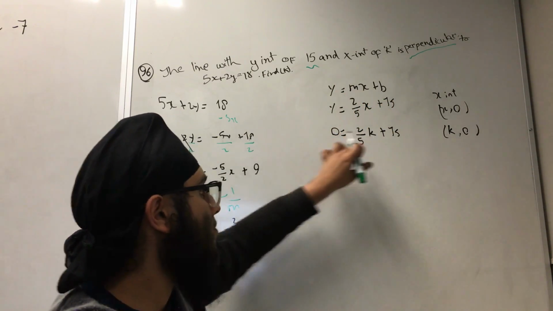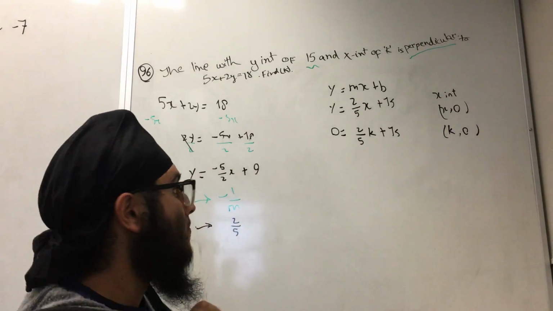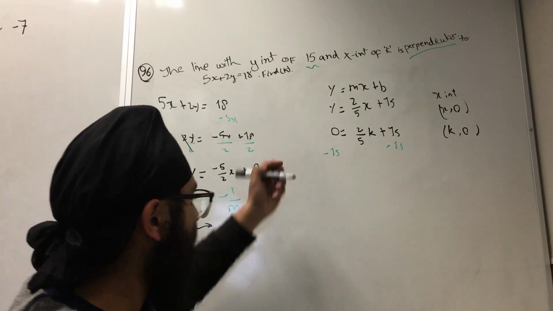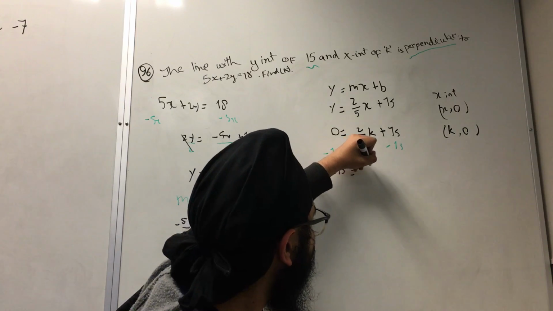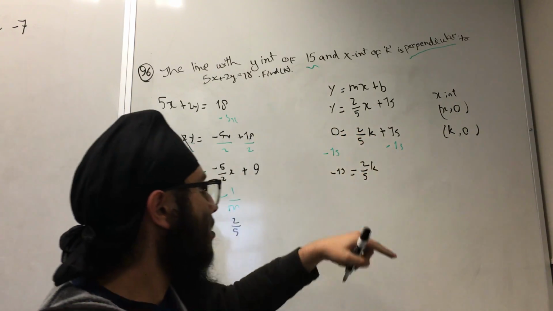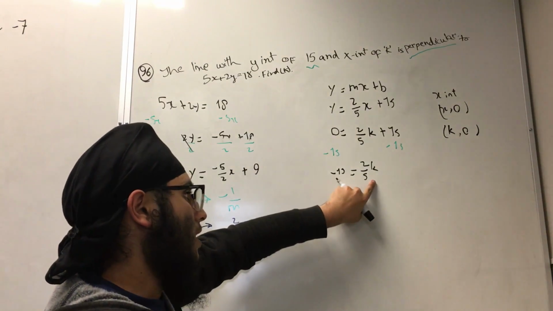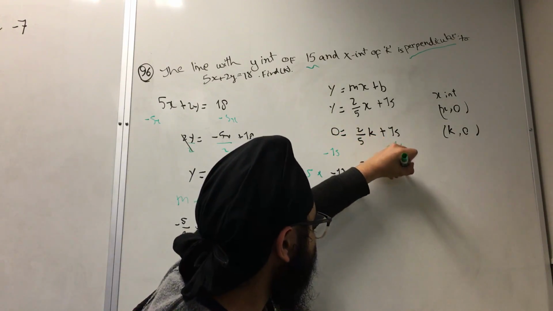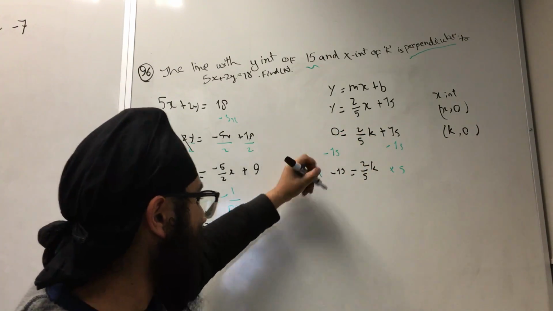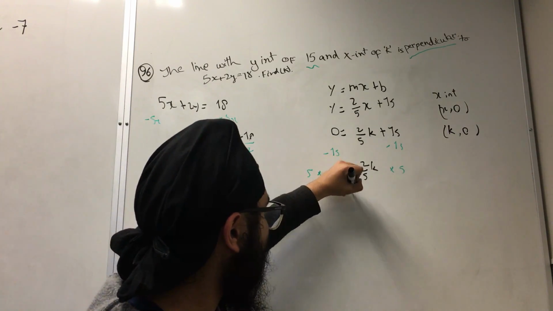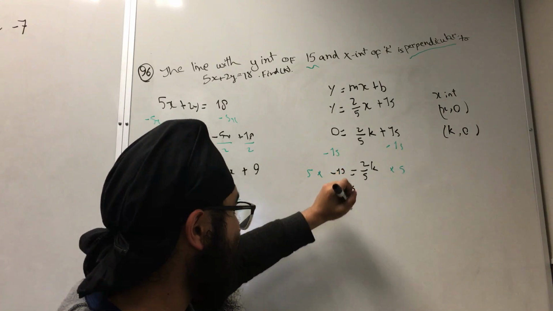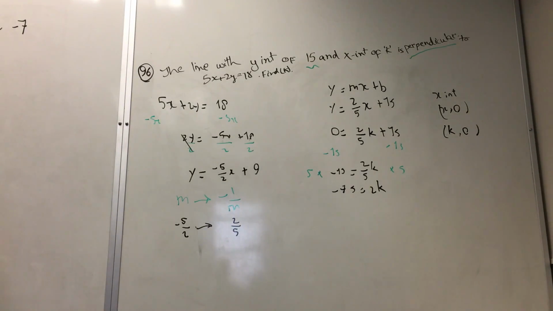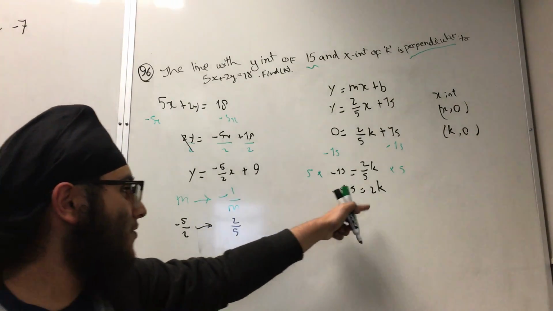The first thing we need to do is subtract 15 from both sides, because we're going to isolate k. So you're going to have negative 15 equals 2 over 5 k. Now we isolate k by multiplying both sides by 5. Negative 15 times 5 gives us negative 75, equals 2k. So we have negative 75 equals 2k.